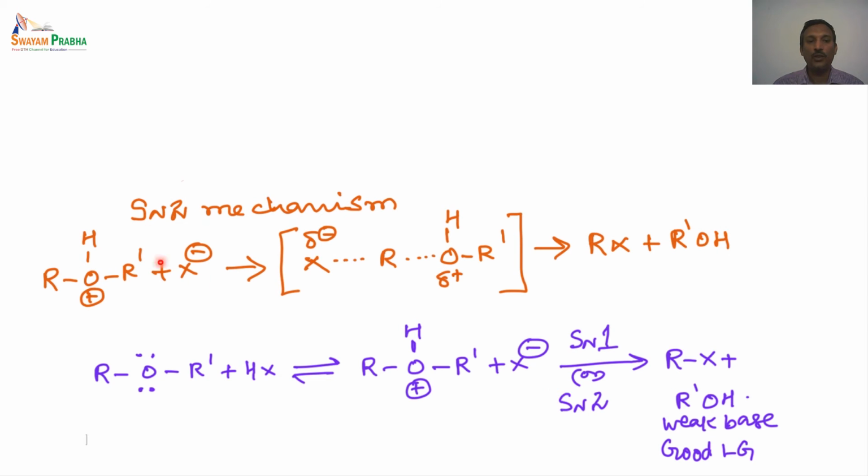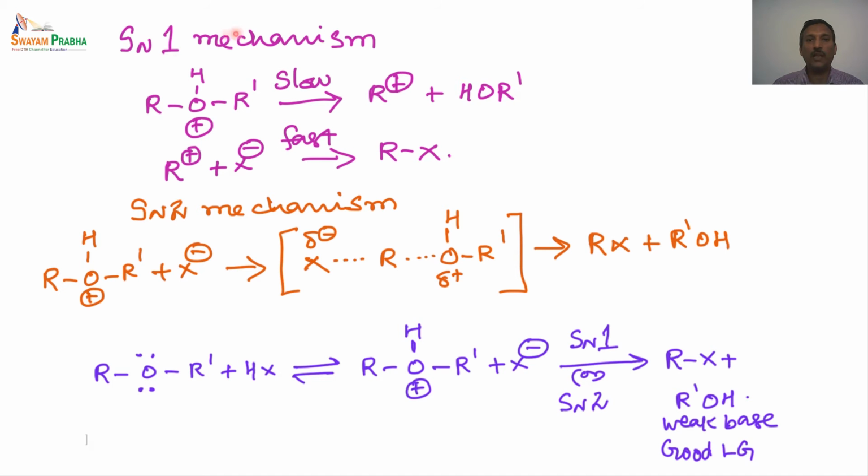Now for the Sn2 mechanism to occur, what is required is the rear side attack of the nucleophile. That is, the X minus has to attack the alkyl group from the other side of the leaving group, that is where the oxygen is present. So if this is a smaller group, then the attack of the X minus can happen very easily. In other words, if this is a primary substituent, then this type of Sn2 mechanism is very easily possible. So that produces the RX and the R prime OH is formed.